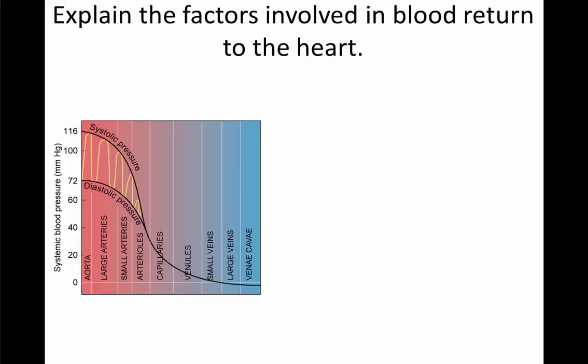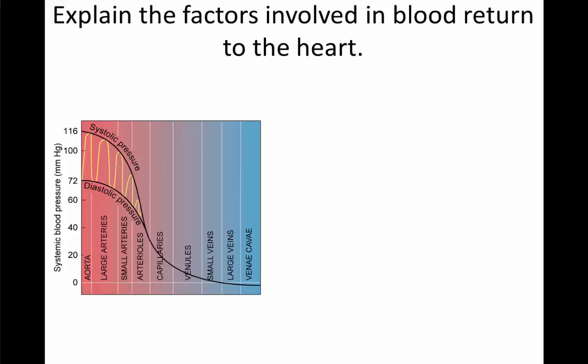As the aorta continues to branch down to large arteries, and then smaller arteries to arterioles and capillaries, the blood pressure within those vessels continues to decrease. We get down to venules, small veins, large veins, and then the vena cava. The blood pressure within those vessels is very low. And so one might ask, how does the blood actually even get back to the heart if the pressure within those veins is so low?